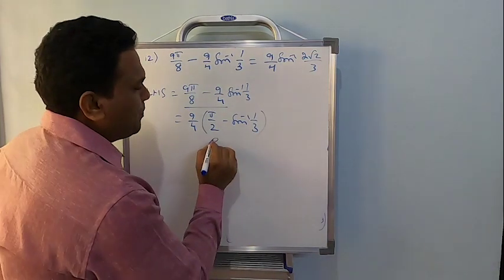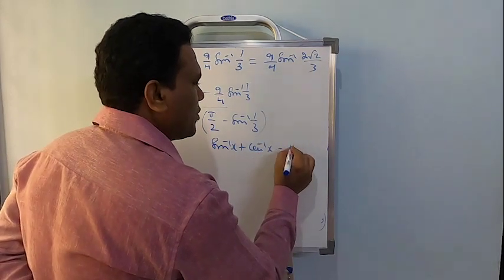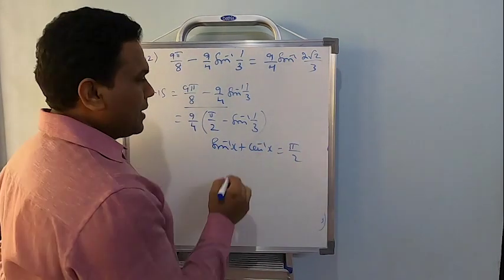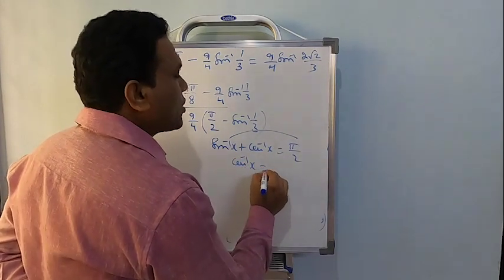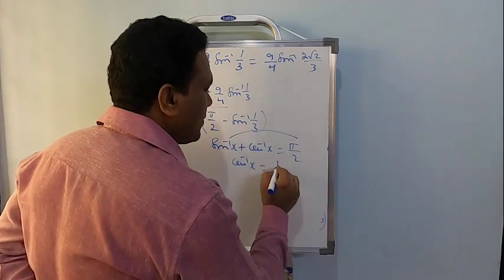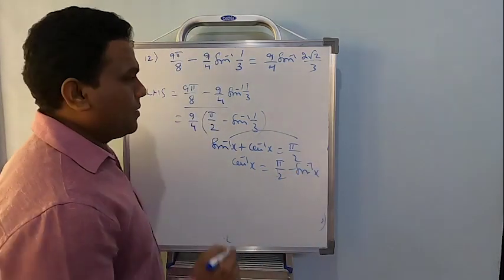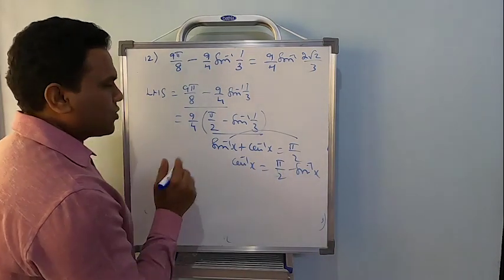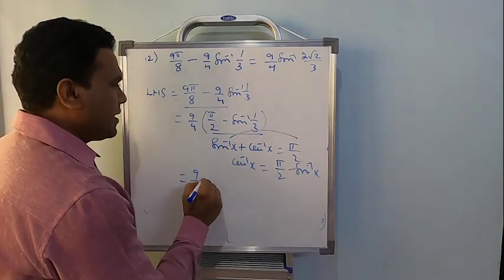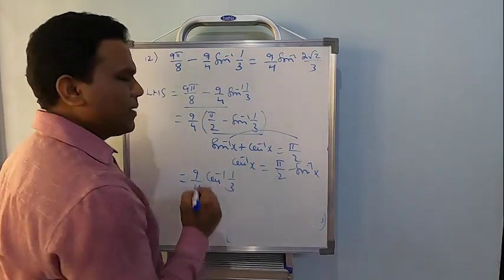Students, we have a formula sin inverse x plus cos inverse x equal to pi by 2. Correct, right? Now what happens if I shift sin inverse to this side? I am going to get cos inverse x equal to pi by 2 minus sin inverse x. That's correct. Pi by 2 minus sin inverse x will be written as cos inverse x. So this will be 9 by 4 multiplied by cos inverse x. The x value is 1 by 3.